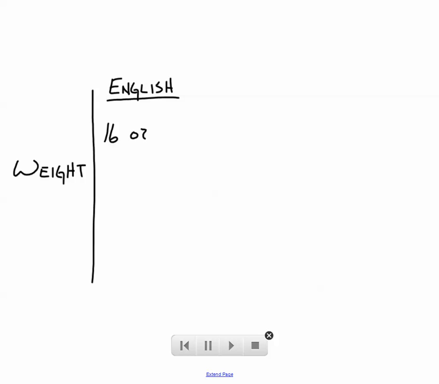And lastly, we also need to talk about weight. We're not going to use all these today, by the way, but at least we'll have them all in one spot. English system of measurement, we might say that 16 ounces equals 1 pound. And we might say that 2,000 pounds equals 1 ton.